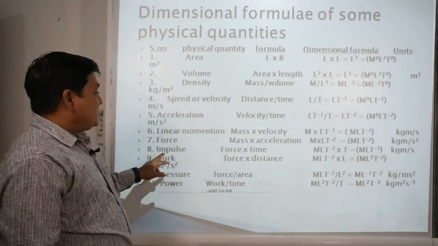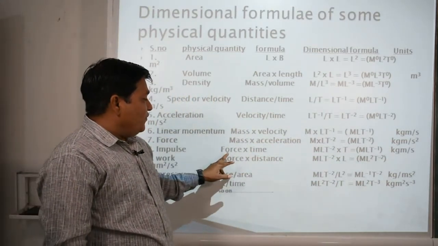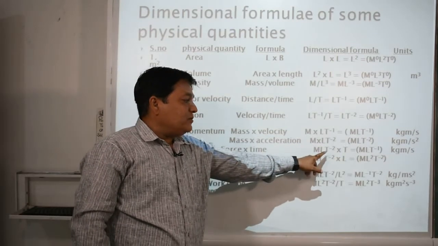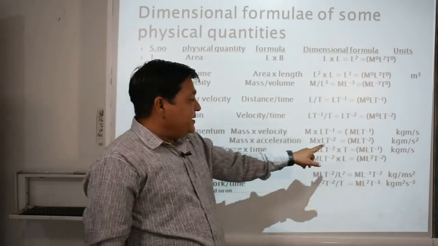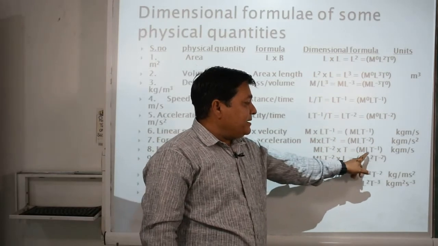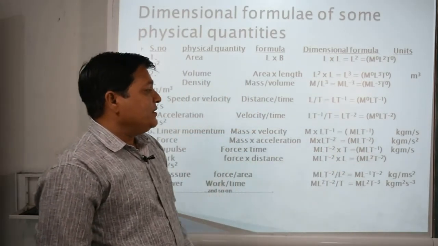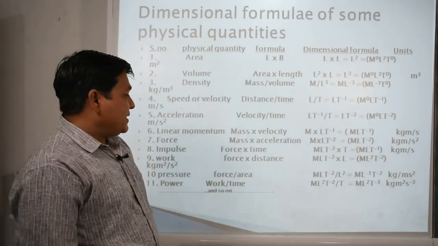Okay. Impulse is force into time. The force formula we know, M L T to the power minus 2, into time T, so it will become M L T to the power minus 1, and its unit will become kg meter per second.